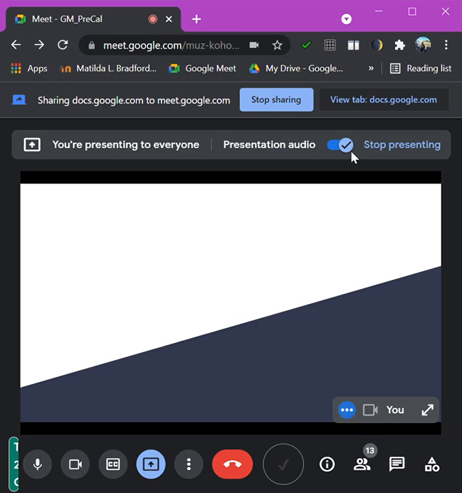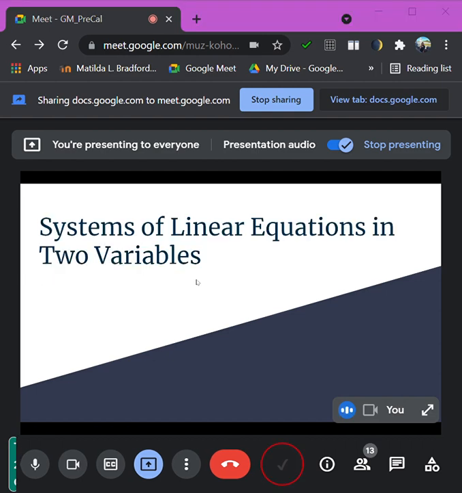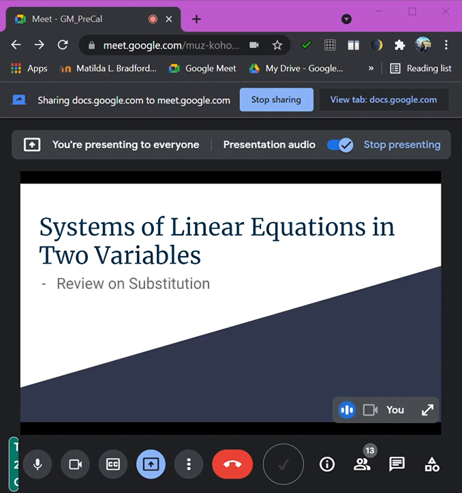Equations. So for systems of equations, we have linear and we also have nonlinear. So let's first review systems of linear equations in two variables, in which we're going to have substitution and elimination. Since the word is linear, the highest degree of this one is 1, or the exponent is only 1.